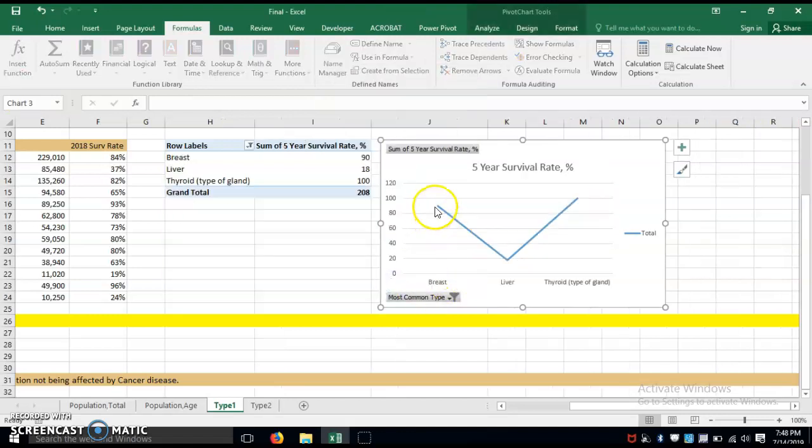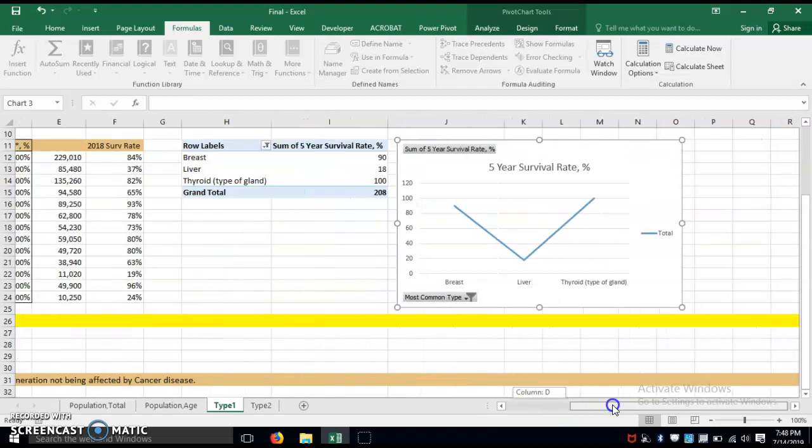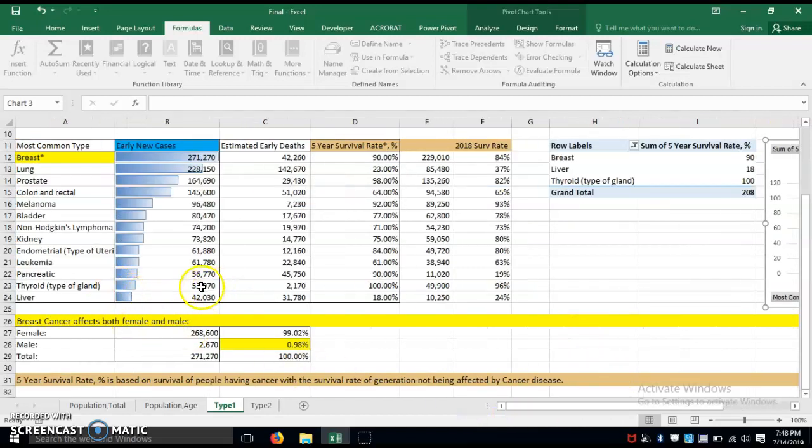So as we can see, the survival rate for people having breast cancer is pretty high, about 90%. But for people having the least common type of cancer, like liver cancer, only 42,000 people have liver cancer, and out of this, the survival rate is only 18%, as we can see. Then thyroid cancer is also not a very common type of cancer, but the survival rate is almost 100.